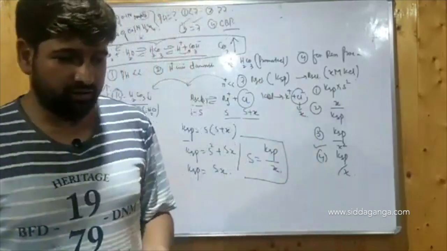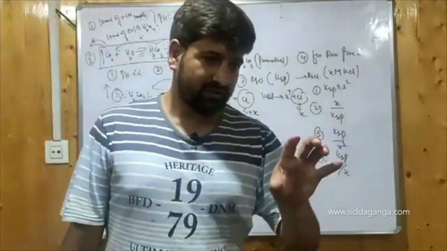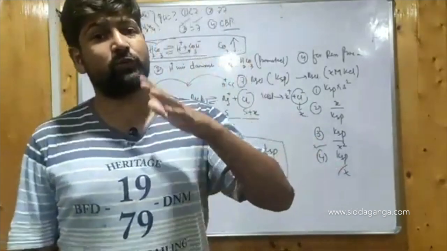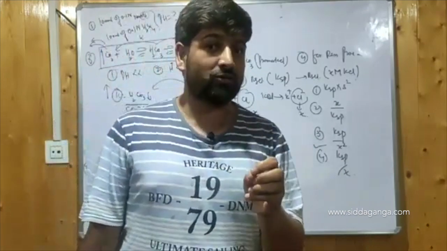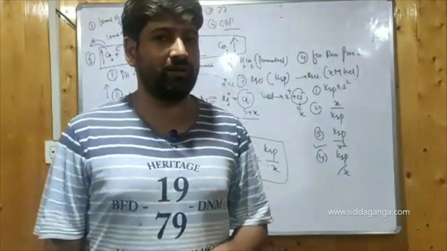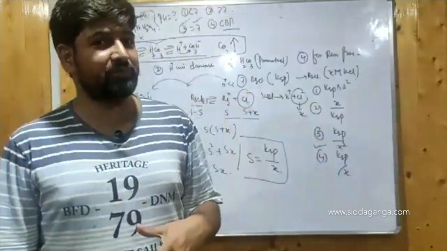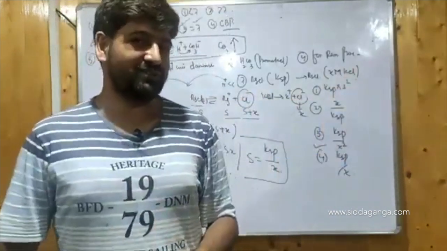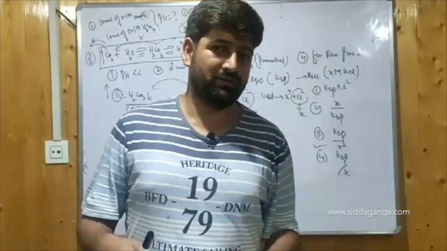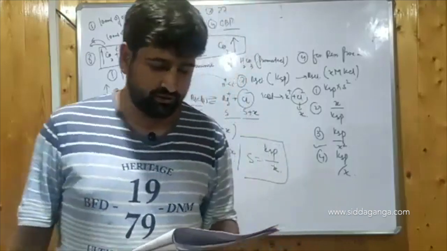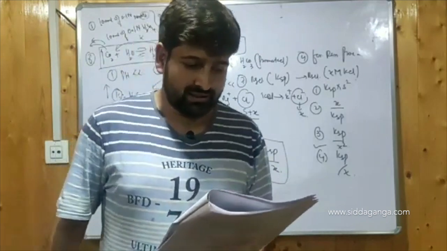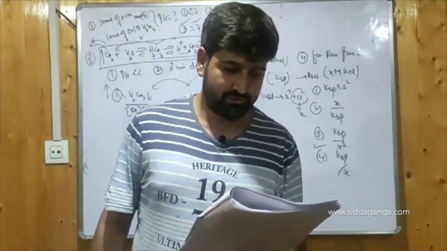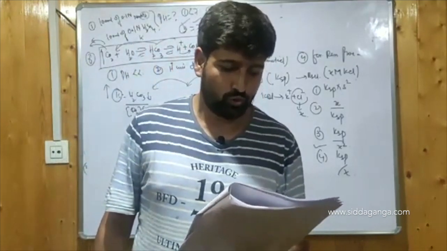Naturally, children, according to the common ion effect, in a system which contains a weak electrolyte, to which you are adding a strong electrolyte, the degree of dissociation of the weak electrolyte is suppressed. What does it mean? There is more and more formation of that weak electrolyte because the reverse reaction comes into play. This is a basic rule of buffers as well. Clear? Excellent. So what is the correct option, children? The correct option will be S equals Ksp by X, option 4.